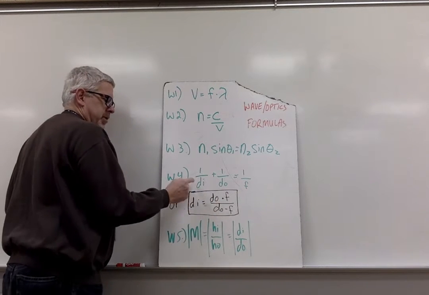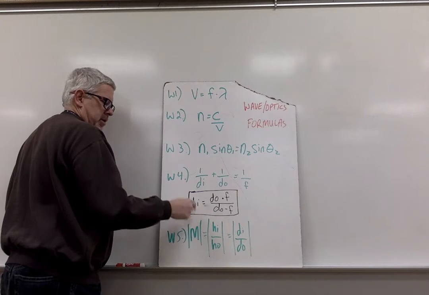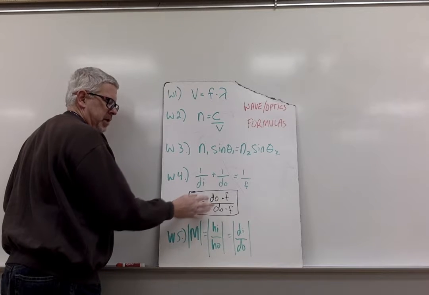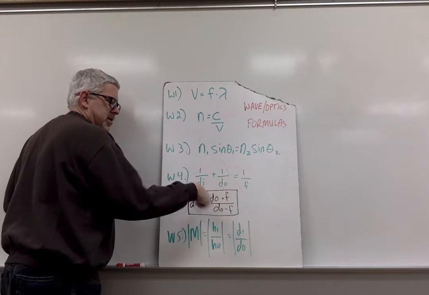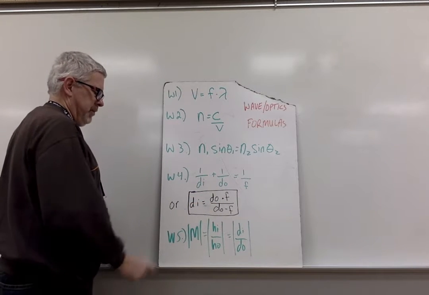This can be algebraically rearranged into this to solve for DI. I guess it could also be algebraically rearranged to solve for DO if you knew the DI, and you'd put DI here and DI here. But I tend to use this. It's not written on your formula sheet like that, but it's a useful algebraic rearrangement.